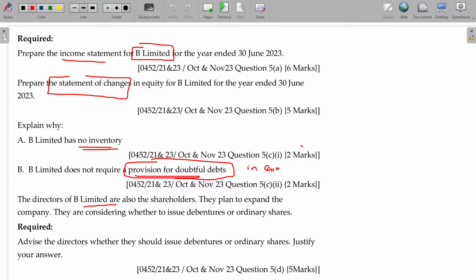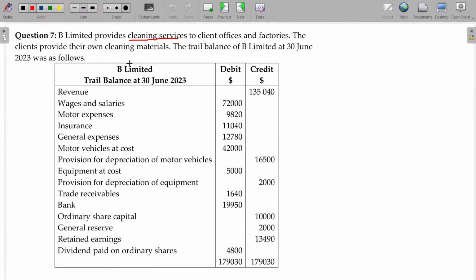The directors of B Limited are also the shareholders. They plan to expand the company. They are considering whether to issue debentures or ordinary shares. So you have to understand the advantages and disadvantages of issuing debentures and ordinary shares and write that here. You can score good marks. My focus here is to finish off the income statement as well as the statement of changes in equity. Let me start with this illustration.